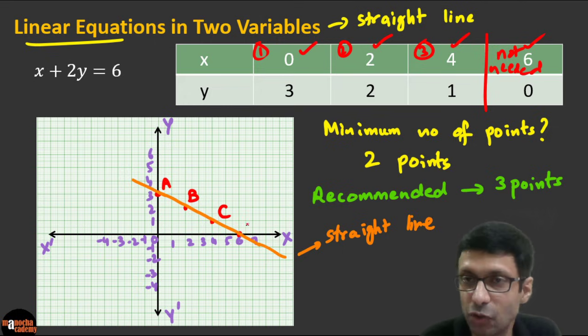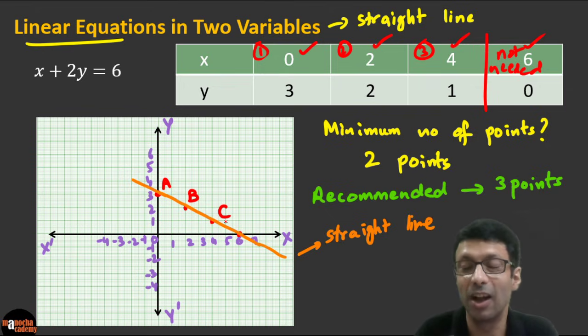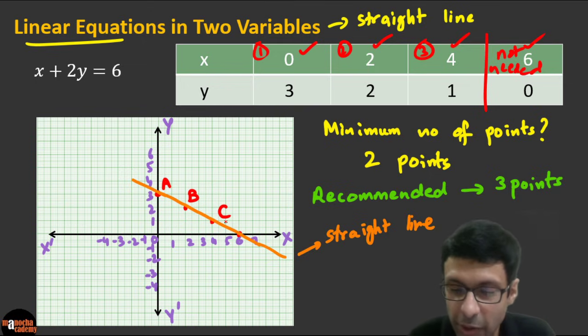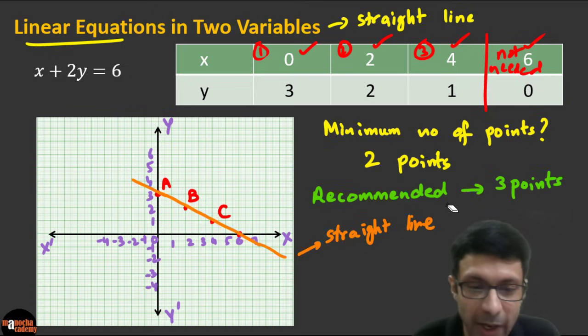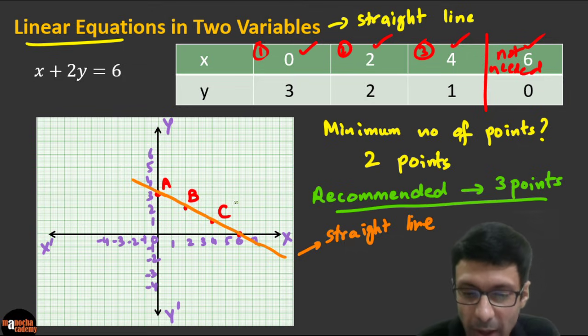Basically we plot these 3 points and the third point is acting like a check because you can draw any line between 2 points. But if you have 3 points and all 3 lie on the line, that means you have the correct answer, right? So guys, please remember this important tip that I've given you. You need 2 points, but I'm recommending you to use 3 points because your third point is acting like a check.